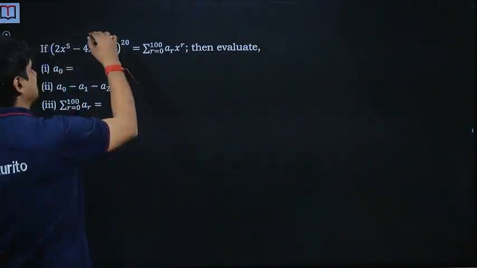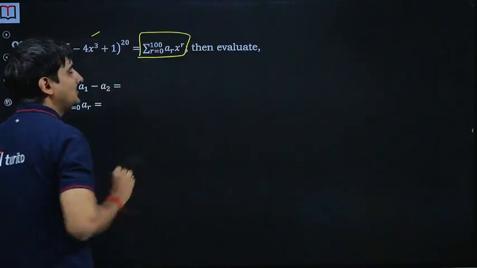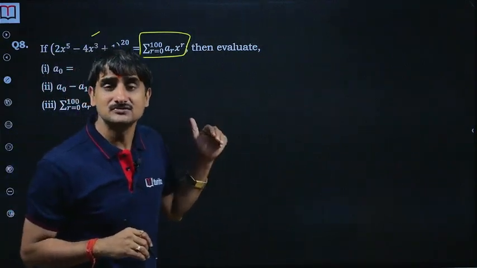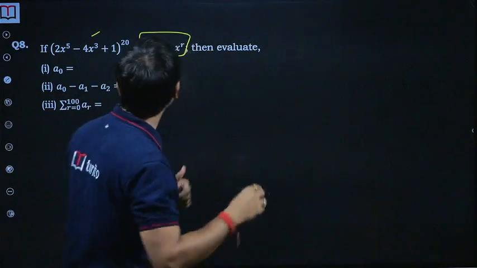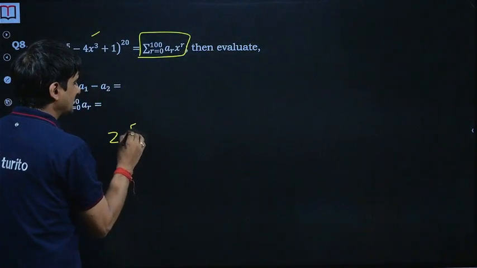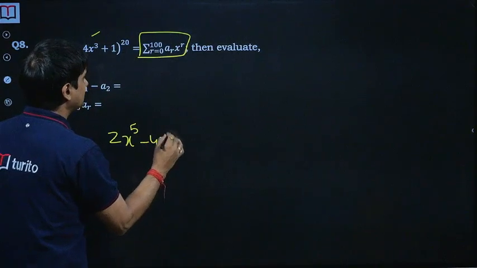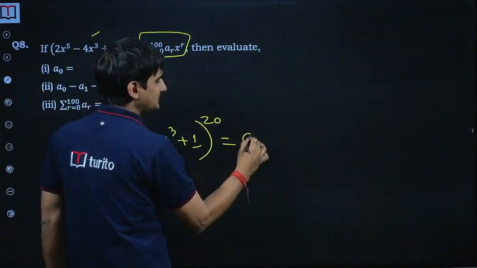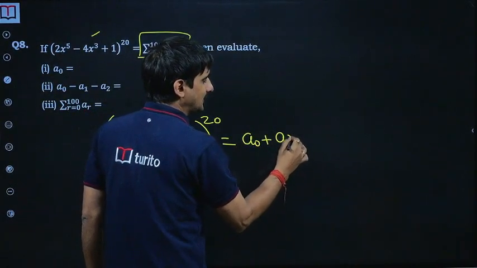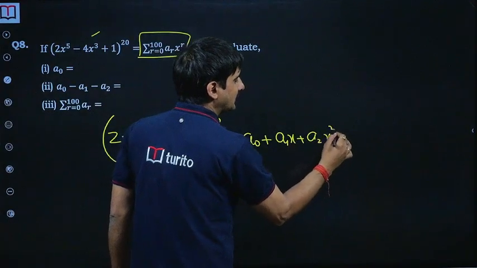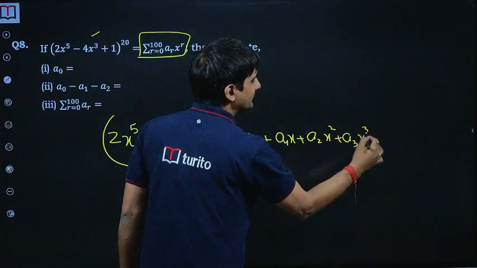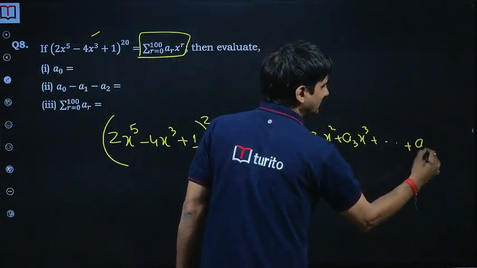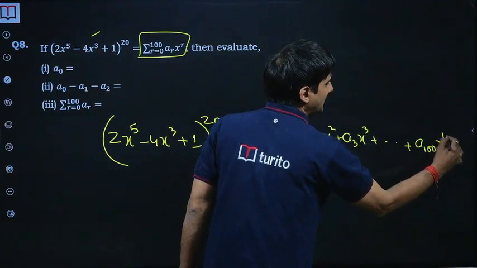When you write this expansion in this form, isn't that a polynomial? So that's an identity statement. This statement has to be true for every value of x. So I will write it as (2x^5 - 4x^3 + 1)^20 = a0 + a1x + a2x^2 + a3x^3 and so on, till the highest degree power possible, which is 100. That's what I have given, a100 x^100.